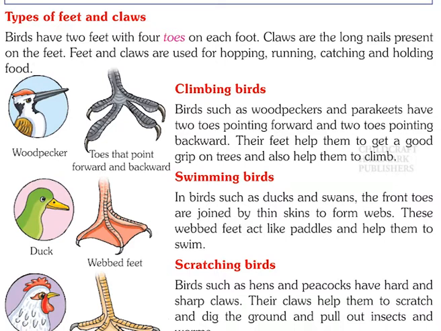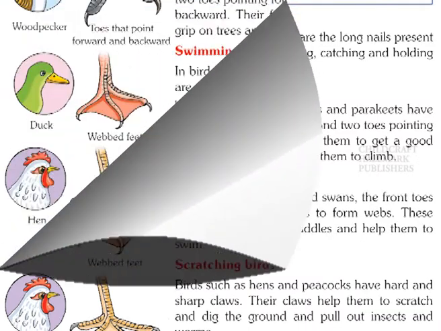Swimming birds. In birds such as ducks and swans, the front toes are joined by thin skins to form webs. These webbed feet act like paddles and help them to swim.